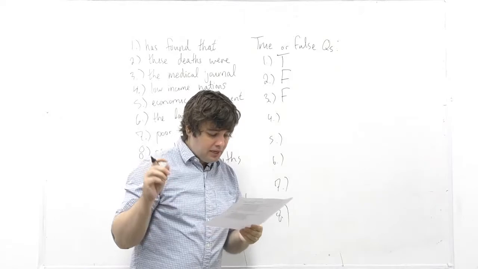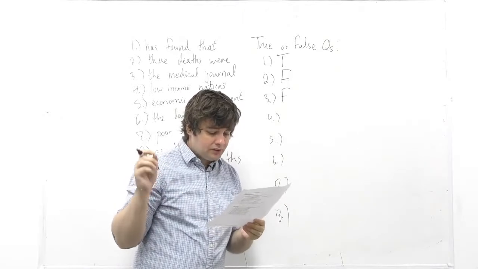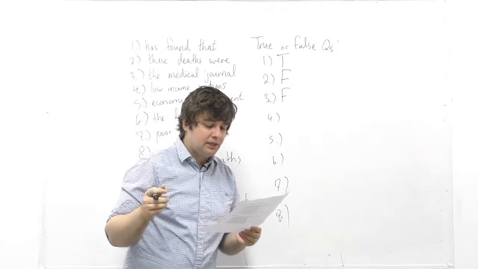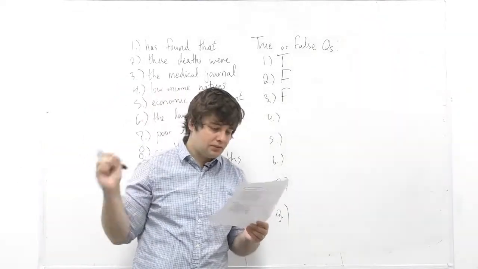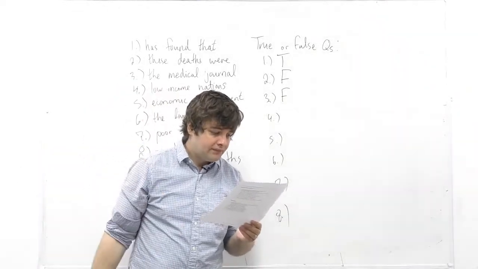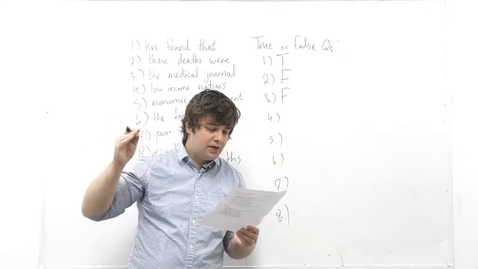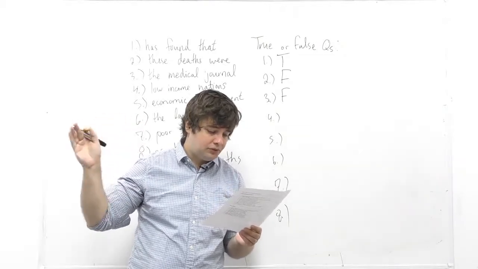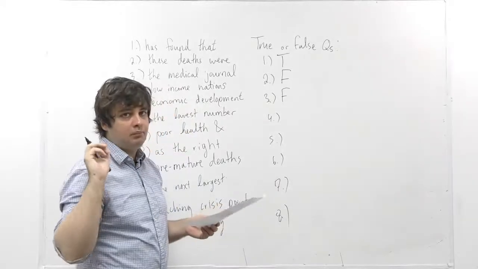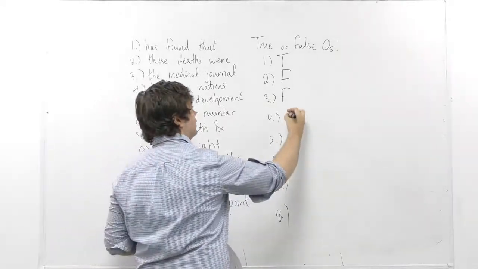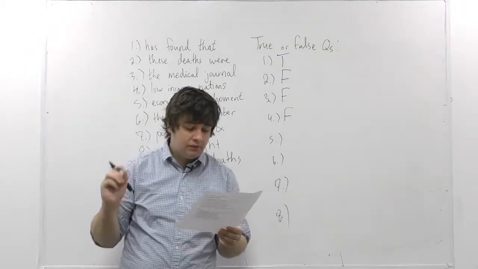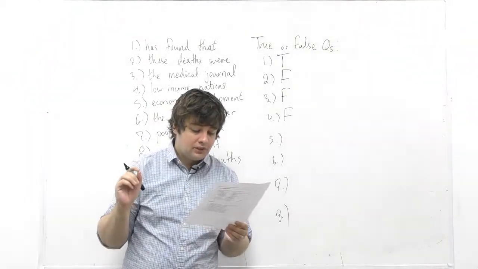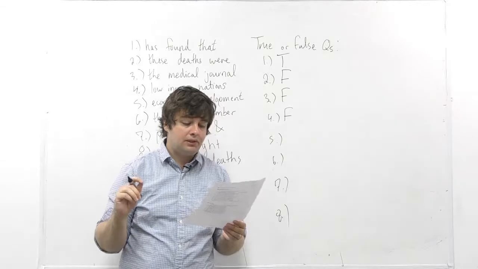Number 4, Bangladesh and Sweden have the lowest pollution-related death rates. I think this is wrong because it's not Bangladesh and Sweden. I think it's Brunei and Sweden. But let's double check. Yes, I'm correct. It says Brunei and Sweden had the lowest number of pollution-related deaths. It's not Bangladesh. So it's trying to trick you here. This is also false.